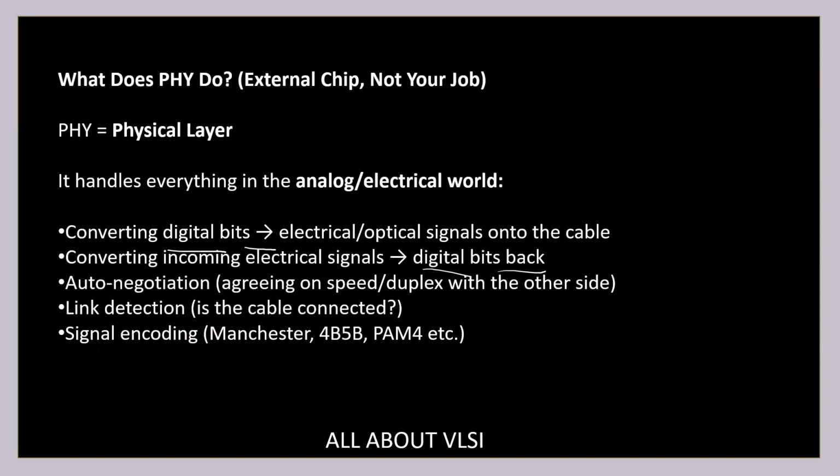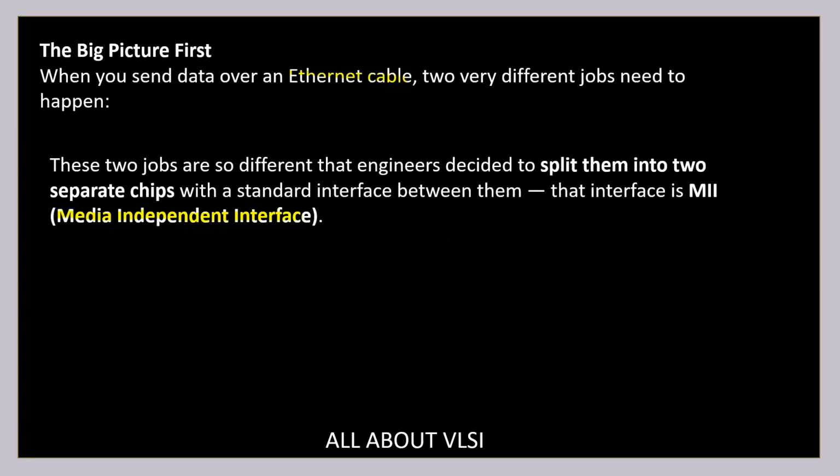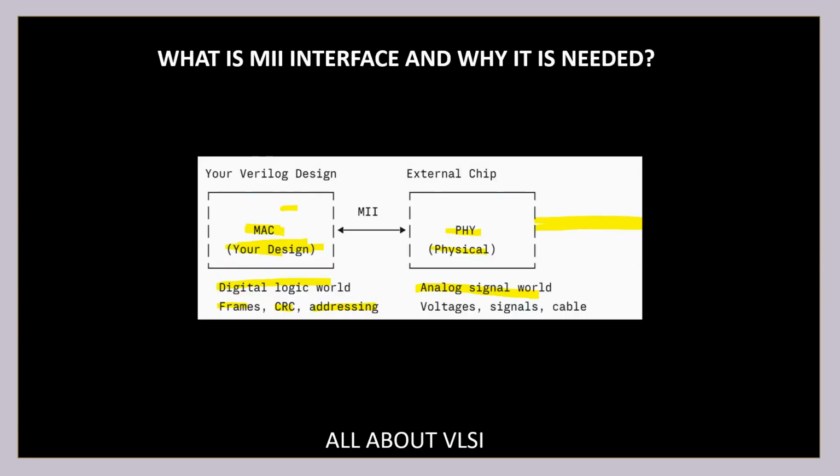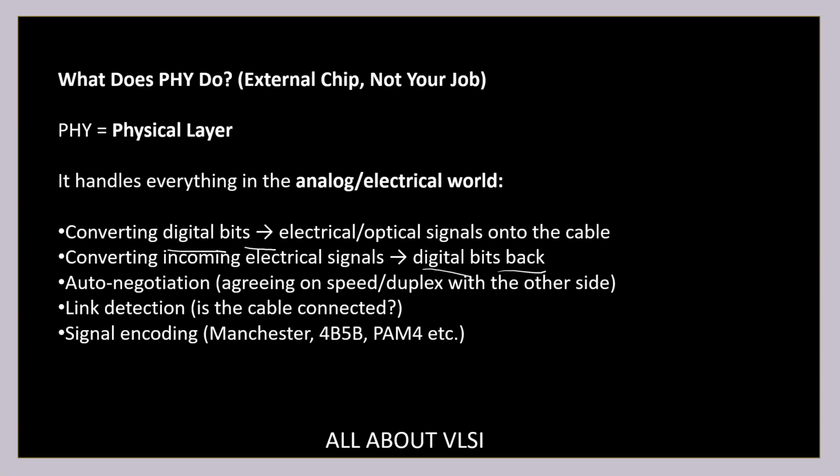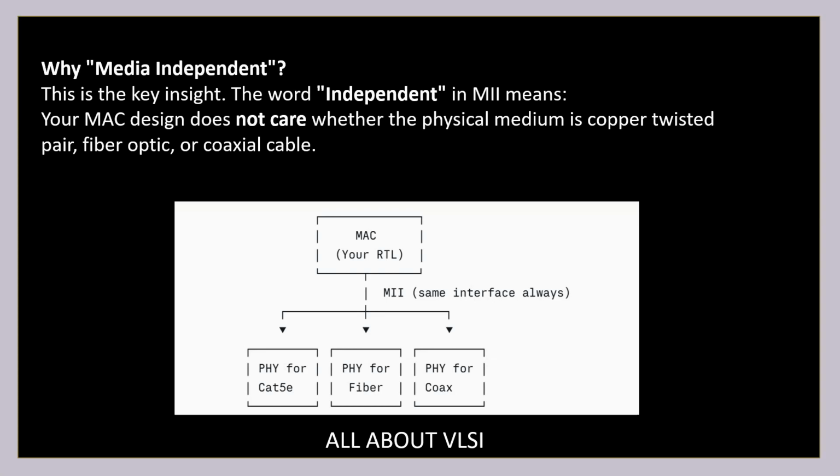So if I want to connect this particular physical chip with my MAC, then I'm going to use something known as the MII interface. So this is how your MII interface is going to look. The word independent in MII means basically our MAC design does not care whether the physical medium is a copper twisted pair or fiber optic or coaxial. You can see over here we can use any particular physical medium.